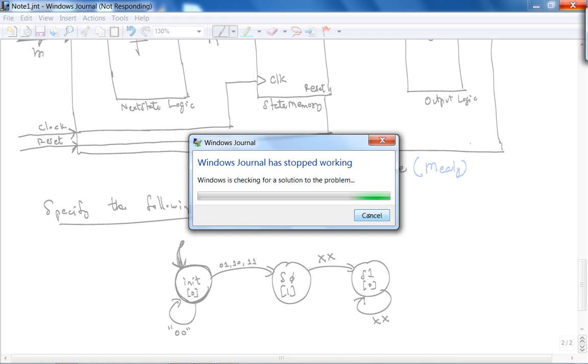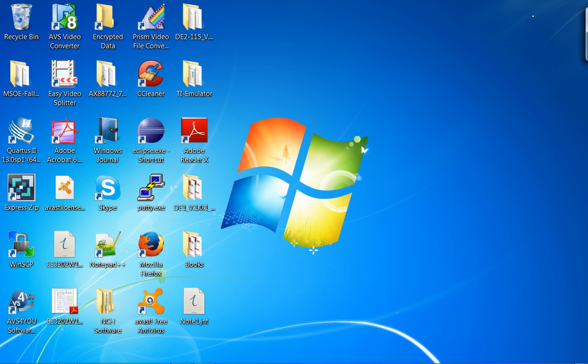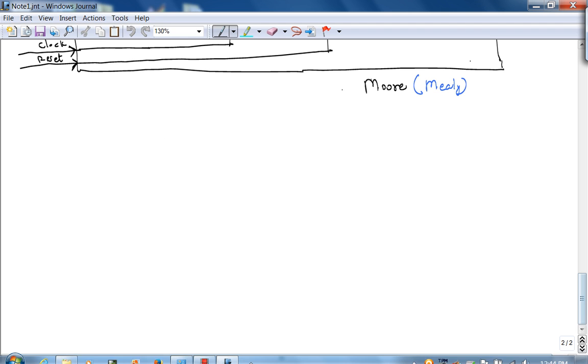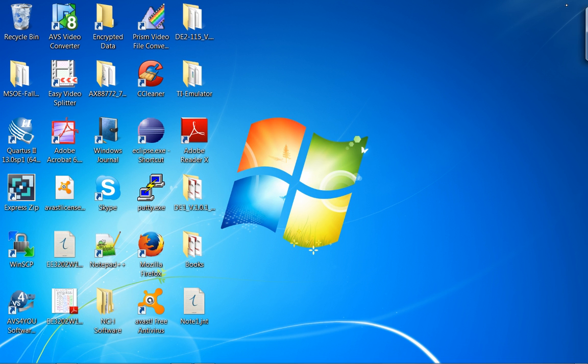So let me cancel this. And it's restarting. So anyway, we don't need journal. Let's see, so that state machine has disappeared. That's okay. So hopefully it's in your mind. So what I'll do is I'll now specify the FSM in VHDL and go from there.